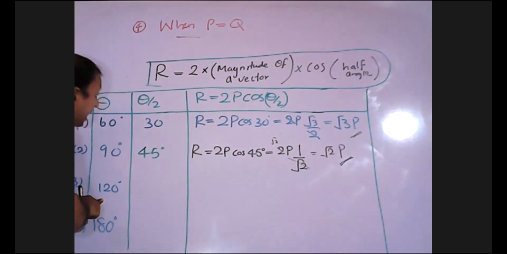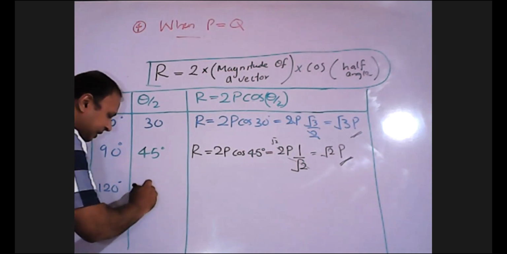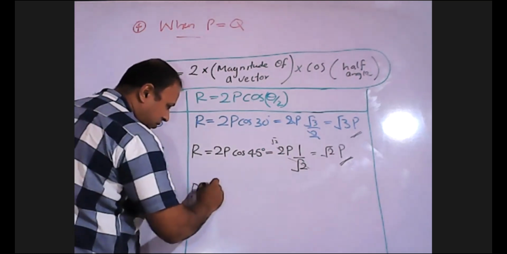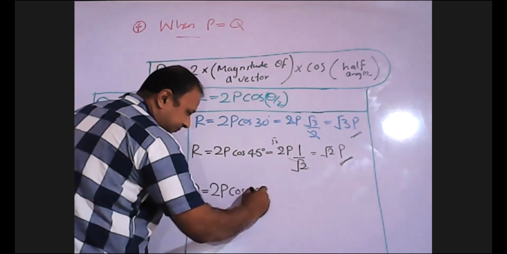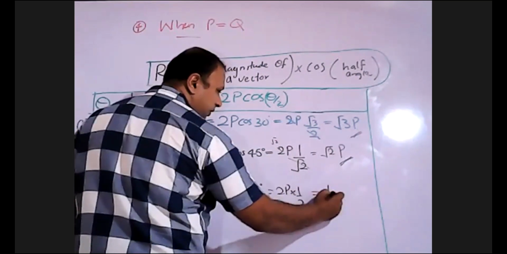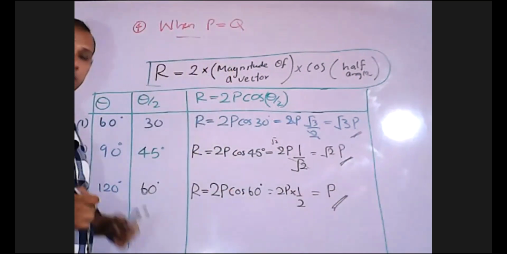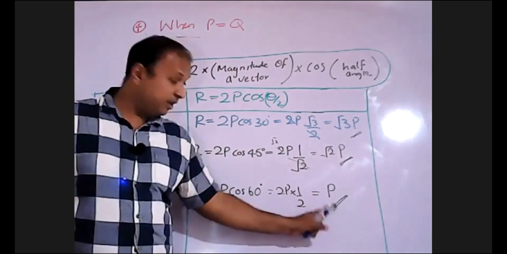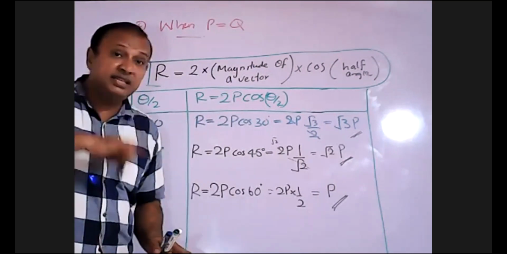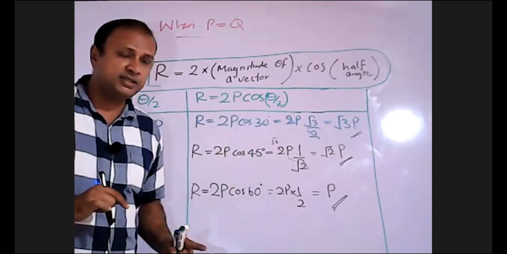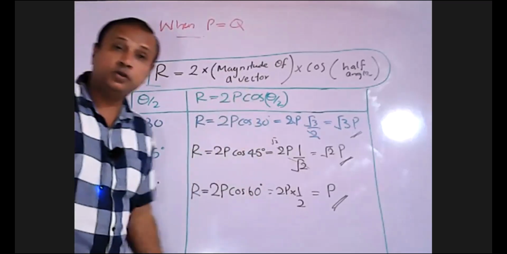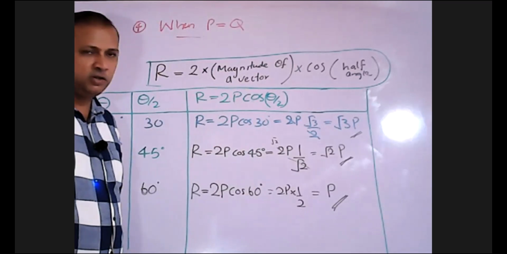Suppose the angle between two forces is equal to 180. Therefore, the half angle is 60. Then R is equal to 2p cos 60. 2p cos 60 means 2p into half. That means p. This is a very important one. You should remember this one. If there are two equal forces acting on the same point, and the resultant is also equal to the magnitude of one force, that means those two forces are acting at an angle which is equal to 120.